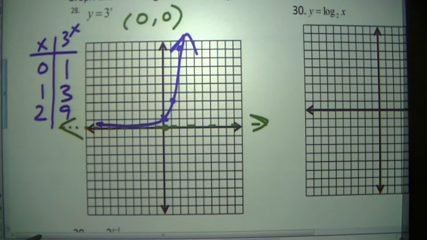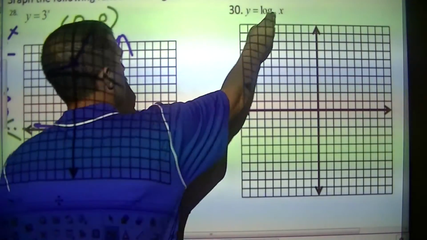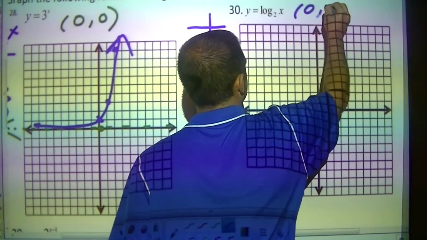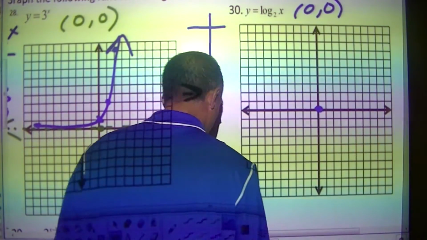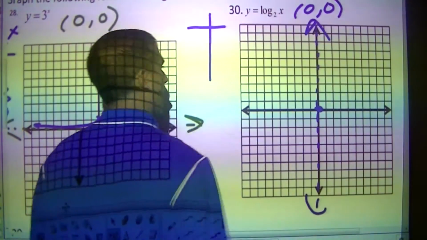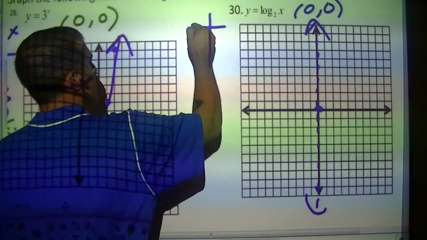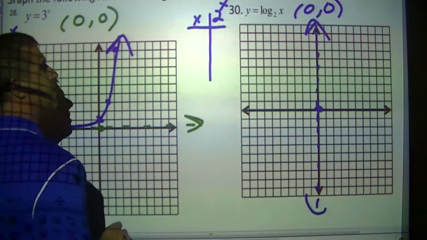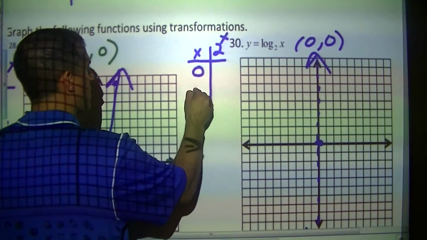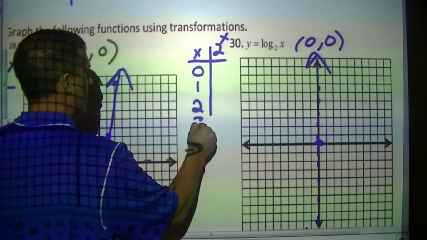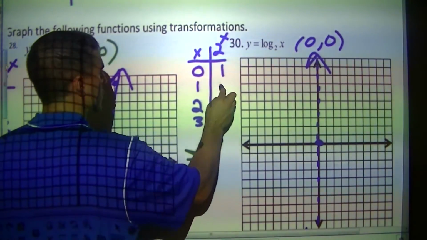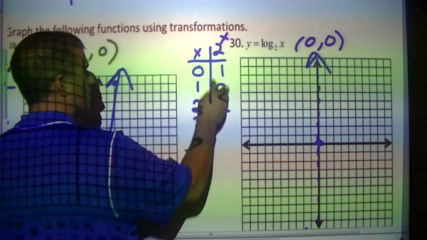If you look at this one, normally we're going to treat that at first. First, the anchor point is (0, 0). Since it's a log, I'm going to have a vertical asymptote. Since that base is 2, what I treat it as is 2 to the x. Hopefully you can see that. So I'm going to use 0, 1, 2, and maybe 3. 2 to the 0 is 1, 2 to the second will be 4, 2 to the third will be 8.